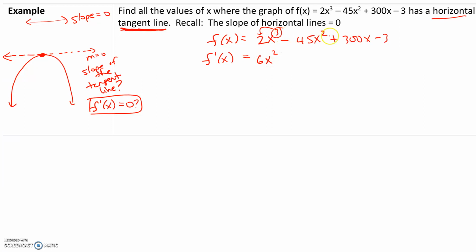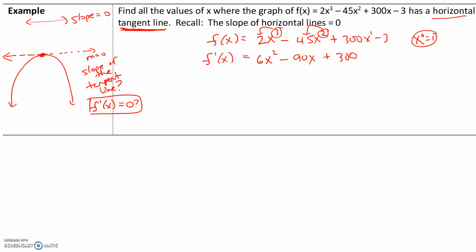I subtract 1. If I multiply 2 times 45, this gives me a negative 90x. I subtract 1. This is like x to the first, so 1 times 300 is 300. And if I subtract 1, 1 minus 1 is 0, and x to the 0 is equal to 1. So this just equals 1 when I subtract 1 from it. So this becomes 300. That's our derivative, which gives us the slope of the tangent line for this function.